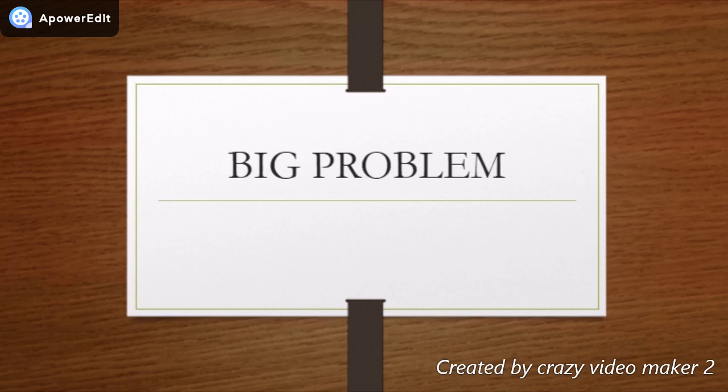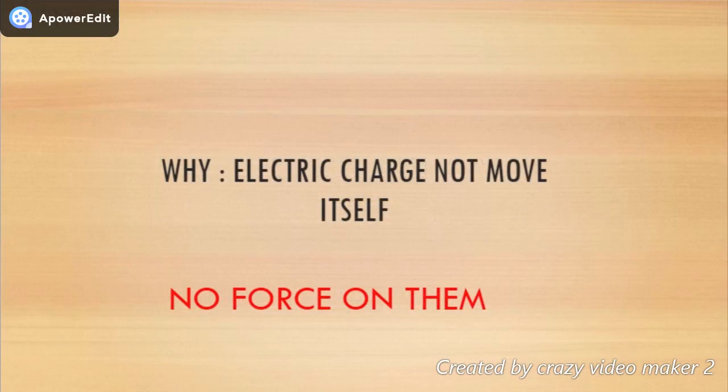Now okay, so we understood that, but here is a big problem, and the problem is that charges inside a conductor or anywhere don't move by themselves. Now you have a question, why is it so? Why does charge not move by itself? The answer is that there is no external force on the charge inside the conductor, and because of that they don't move.